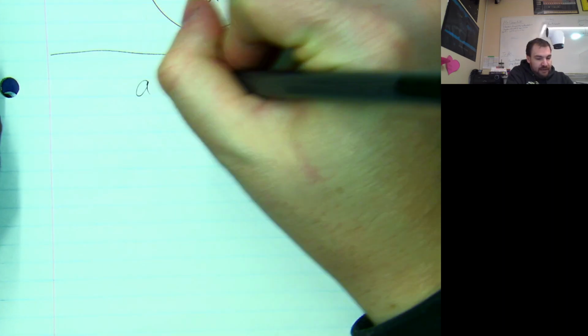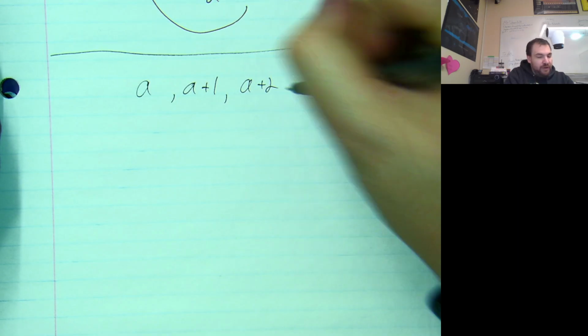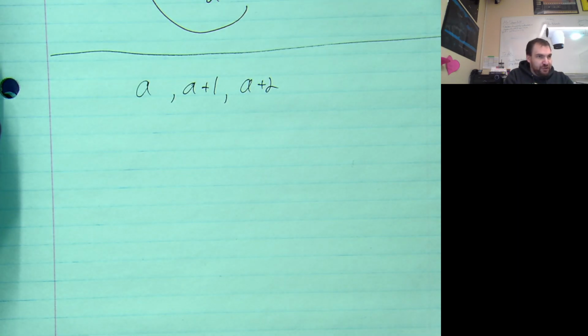Okay, R. Find 3 consecutive integers. So these ones don't care even or odd. They just want integers. So my 3 consecutive integers are going to be what? A, A plus 1, and A plus 2. Sure, we can go with those 3. This will just give me 3 integers in a row. Do I know what they are? Not yet. Let's find them.